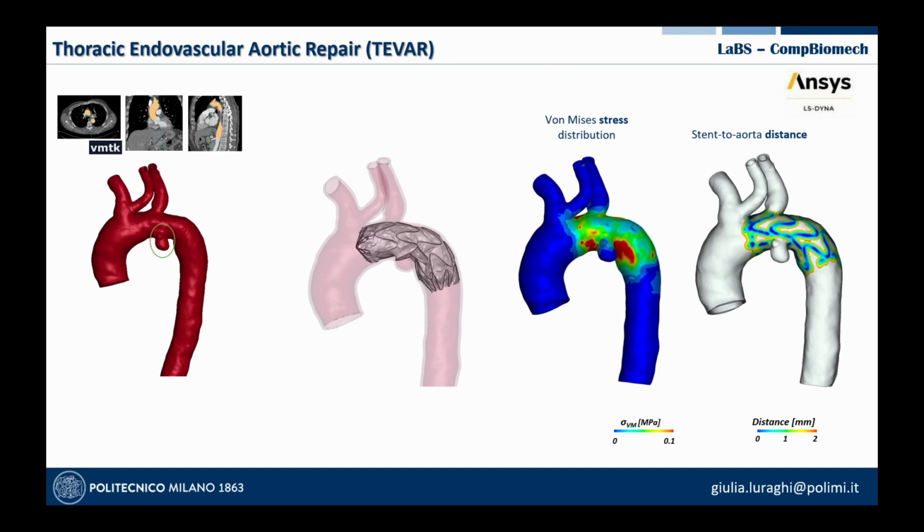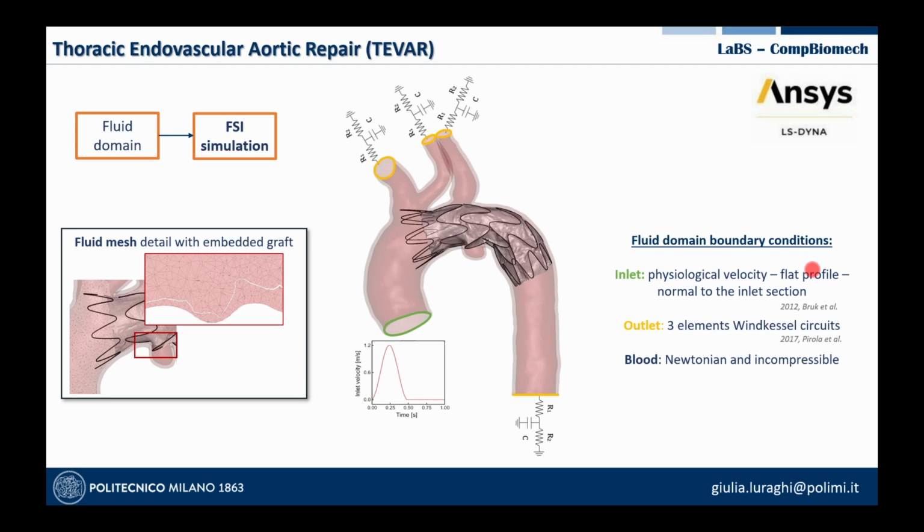We have, of course, all the results from the structural solver, so, for example, stress and strain on the device and on the aorta. We can also measure the distance between the stent and the aorta. And finally, we built an FSI simulation again to evaluate the performance of the stent graft in a dynamic environment. So you can see some details of the mesh here. In this case, we use an immersed boundary technique to track the FSI kinematic mesh movement. So the structures are fully immersed in the fluid domain.